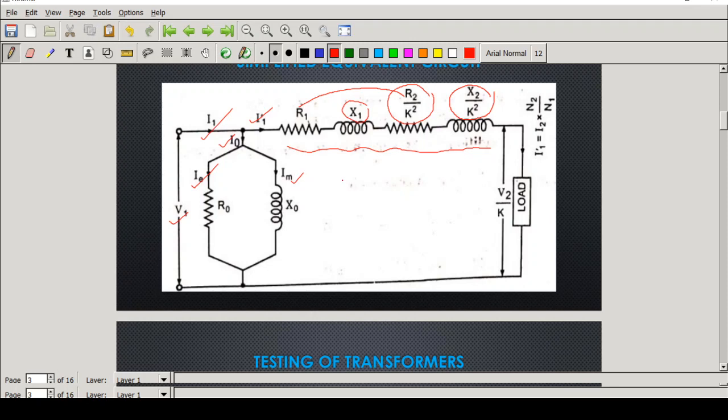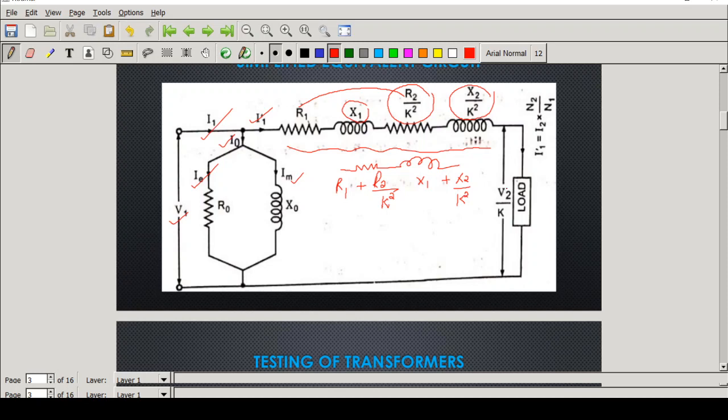So if you want to write it together, you can represent something like this. So this will be R1 plus R2 by K squared, because it includes the resistance of both primary as well as secondary. And what about the reactance? It can be written as X1 plus X2 by K squared. Okay, this is how you can simplify the equivalent circuit.